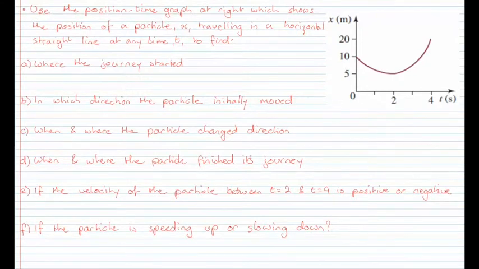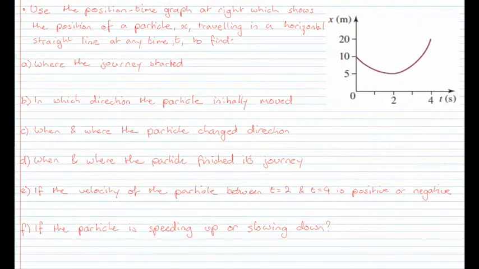Okay, so this worked example says, use the position time graph at right, which shows the position of a particle x travelling in a horizontal straight line at any time t to find A, where the journey started, B, in which direction the particle initially moved, C, when and where the particle changed direction, D, when and where the particle finished its journey, E, if the velocity of the particle between t equals 2 and t equals 4 is positive or negative, and F, if the particle is speeding up or slowing down.